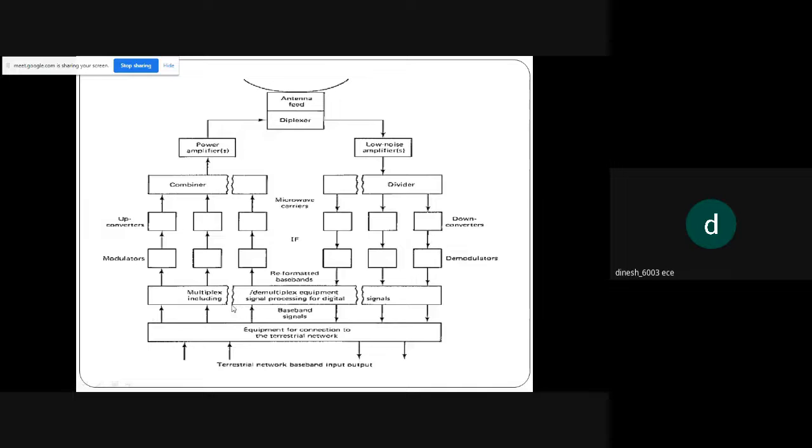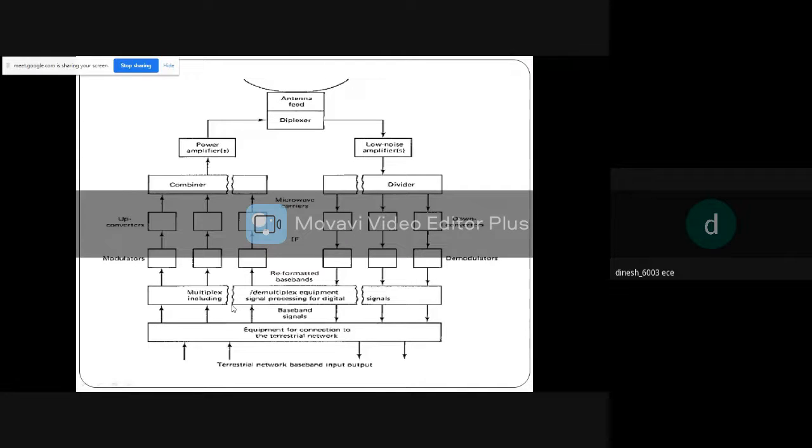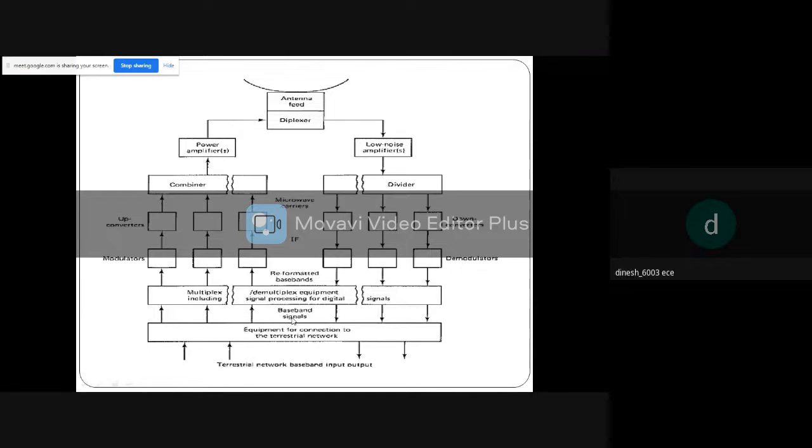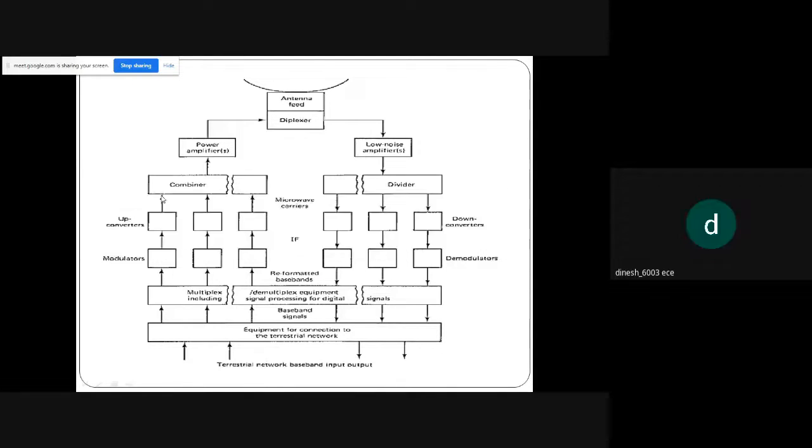So then we have the multiplexing or demultiplexing unit, which has the signal processing for digital signals, or the DSP processors are used with multiplexing and demultiplexing equipment for processing of signals. Multiplexer at transmitter, demultiplexer at receiver, which are given by the baseband signals, then equipment for connection to the terrestrial network and to the corresponding users. So if the arrow mark is in upward direction, it shows the flow of signal. Okay. Upward direction is all transmitting, downward direction is all receiving.